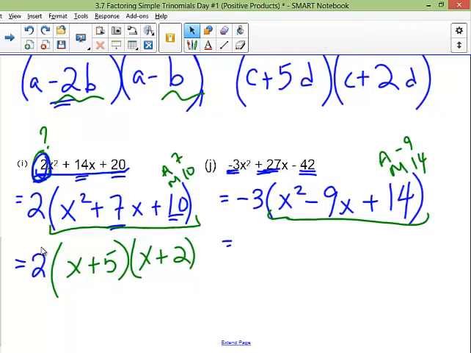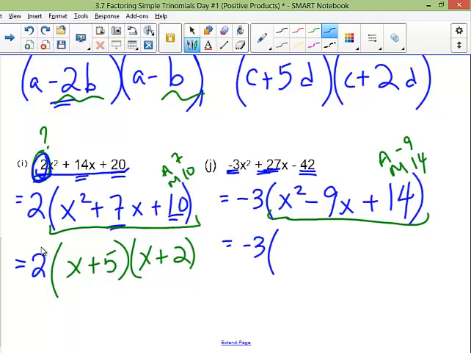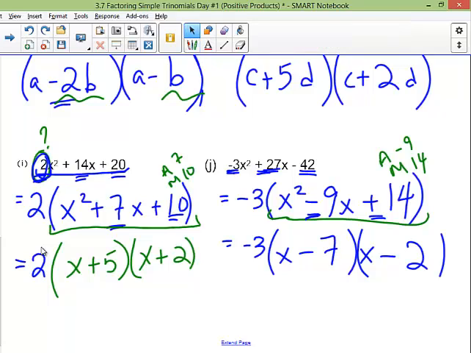Okay, so that negative 3 still gets written on the outside. It's still there. It hasn't disappeared, right? The stuff on the inside, we know it starts with an x. We know that both of the signs are going to be minuses. They're both the same signs. And the two numbers are 7 and 2. Okay, so you should know that you'd be able to expand all of those in check by FOIL.